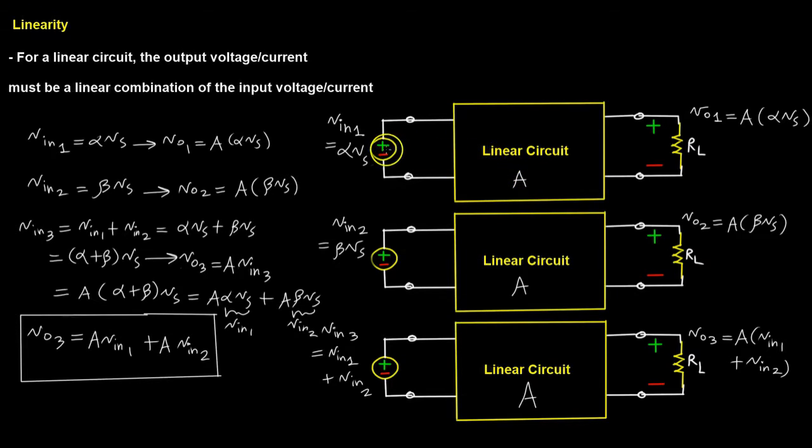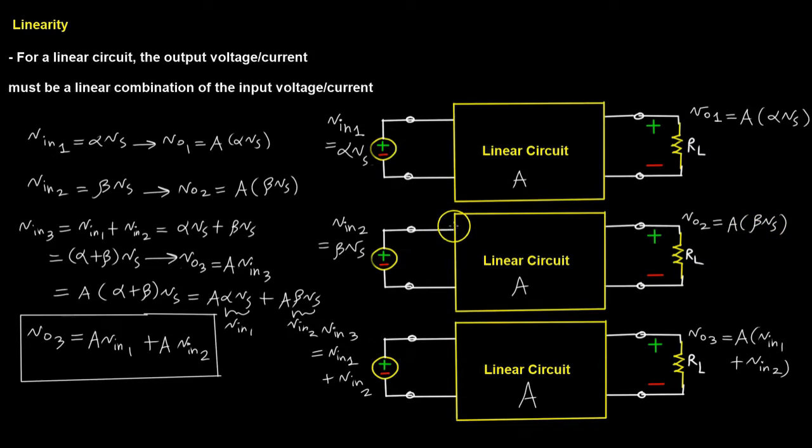If we give it an excitation Vn1, which is some constant alpha times some input voltage, for example, Vs, then the output is going to be Vout1, which is the system multiplier times the input, in this case alpha Vs. In another scenario, if we apply Vn2, which is beta Vs, we would expect to get Vout2 equals the same system multiplier times the second input, beta Vs.